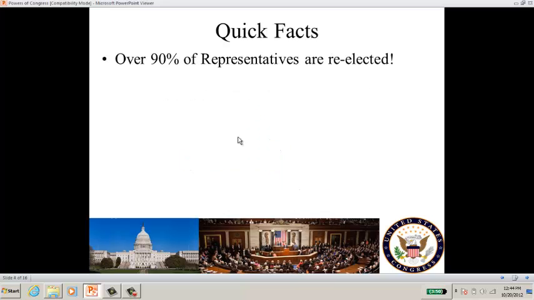Really shocking statistic. Over 90% of people in the House of Representatives are re-elected, and there's a reason for that we'll get to later. But really shocking re-election rate. All 100 senators are millionaires. It's kind of considered a little more prestigious to be a senator than a member of the House of Representatives, and they need the money to win that spot. So it's tough to be poor and run for the U.S. Senate.